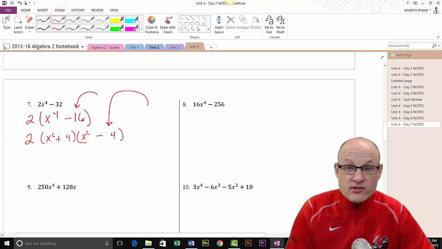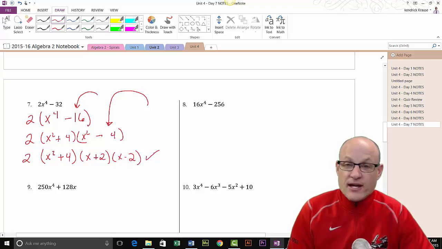However, this is the difference of perfect squares, so we're not done. Take out a 2, and I'm left with x squared. I'm not taking out 2, I'm just going to copy down the 2. And then this thing can be factored to x plus 2, x minus 2. So when I say completely factor, you've got to keep looking. Even when you think you're done, you may not be done.